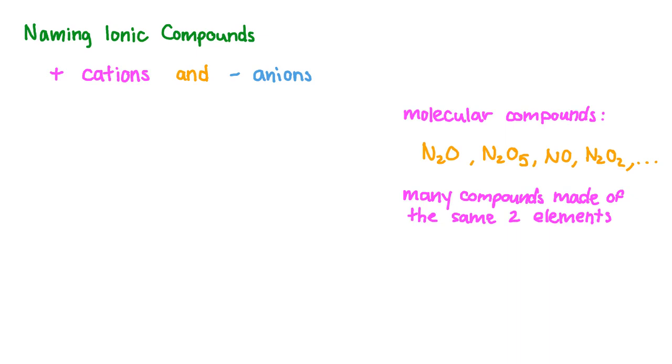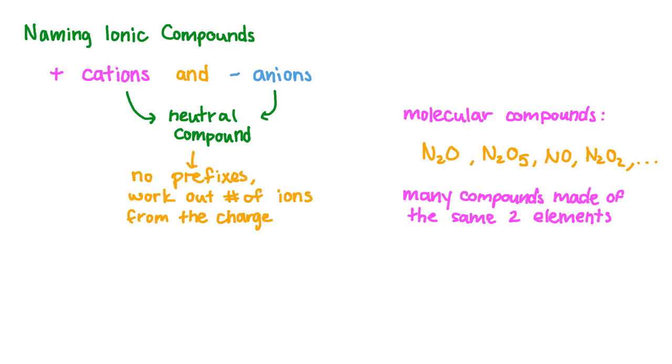When we were looking at molecular compounds, there could be many compounds that were composed of the same two elements. For instance, here are just a few of the compounds that can be composed of nitrogen and oxygen. But in ionic compounds, the cations and the anions combine in specific ratios to form a compound that's neutral overall. Since ionic compounds always combine in a specific ratio of ions, we won't need to use those Greek numerical prefixes.